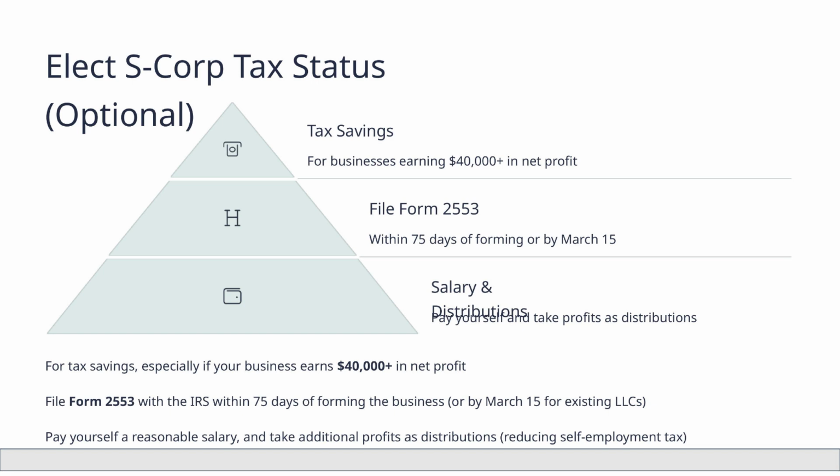Consider electing S-Corp tax status if your business earns over $40,000 in net profit. File Form 2553 with the Internal Revenue Service within 75 days of forming or by March 15th for existing limited liability companies. This enables you to pay yourself a reasonable salary and take additional profits as distributions while reducing self-employment tax. Talk with an accountant for more information.